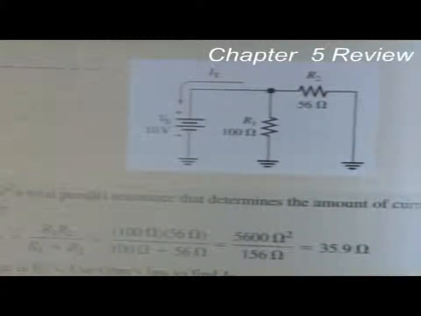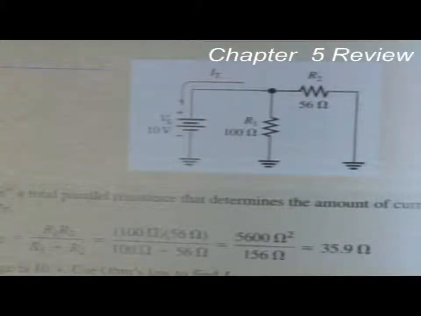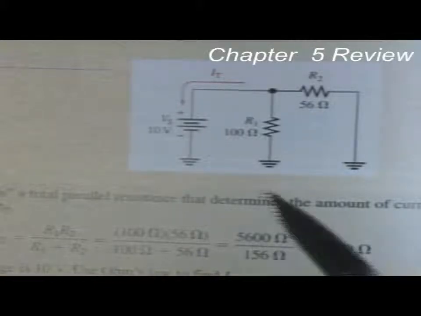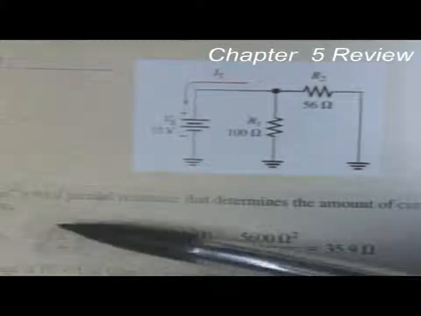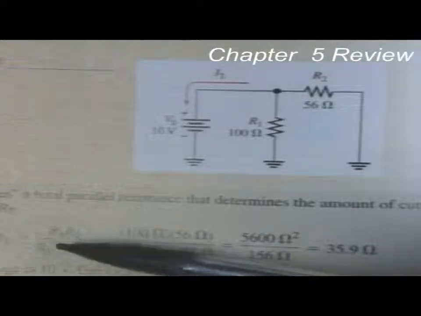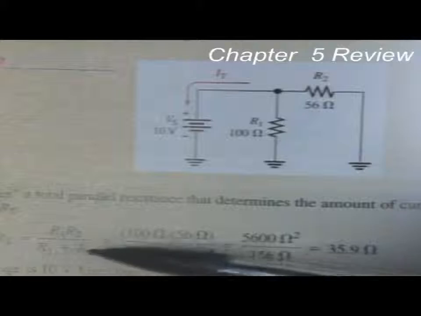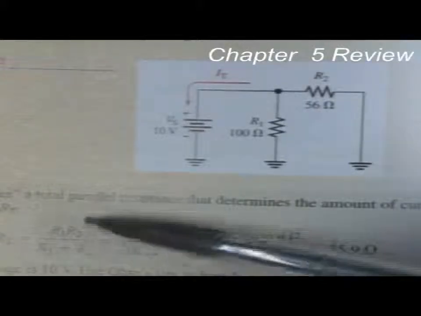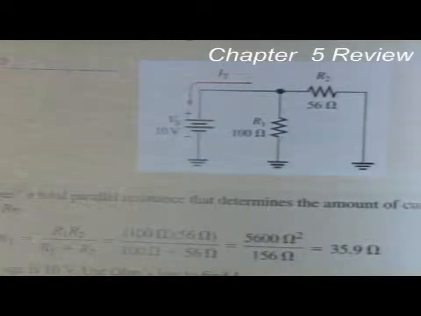As I discussed with you earlier, and I can't overemphasize this, use your calculator. Here in the book, they have used RT equals R1 times R2 over R1 plus R2, called the product over the sum. But if I were you, even though they've worked it here like that, I would go ahead and use my calculator. I would use a reciprocal formula.